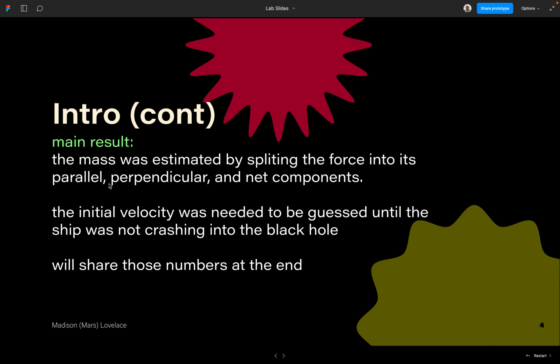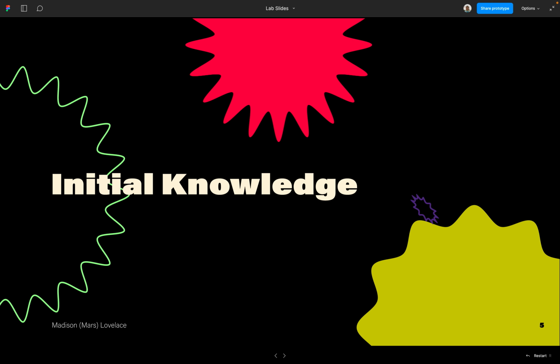The main result was that the mass was estimated by splitting the force into parallel, perpendicular, and net force components, and the initial velocity needed to be guessed and checked until the ship was not crashing into the black hole, and I'll share those numbers with you at the end.